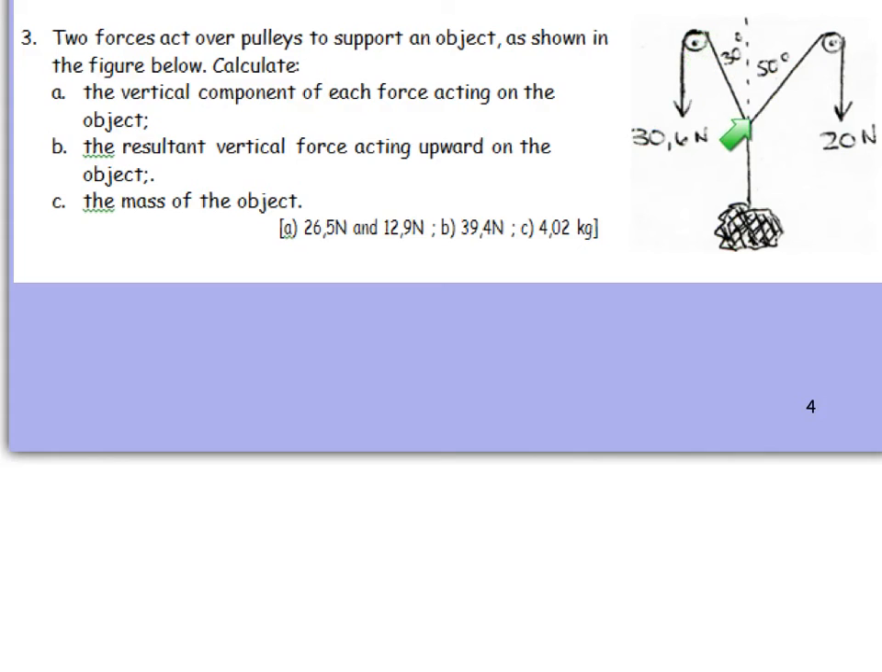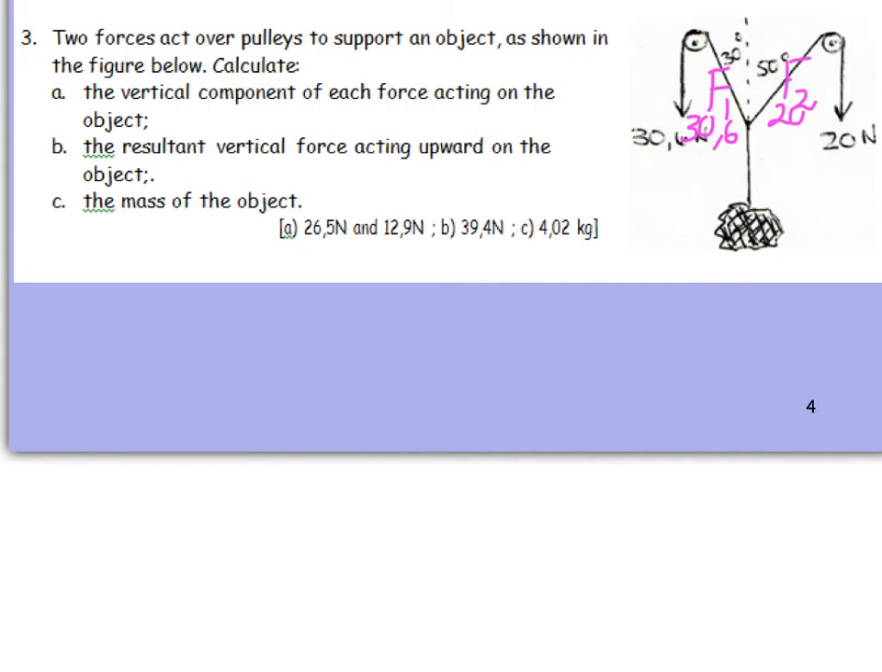The vertical component of each force acting on the object. So I'm going to worry about this force over here and this force over here, and I'm going to get the vertical component of both. It turns out force 2 is equal to 20 newtons and force 1 is equal to 30,6 newtons.